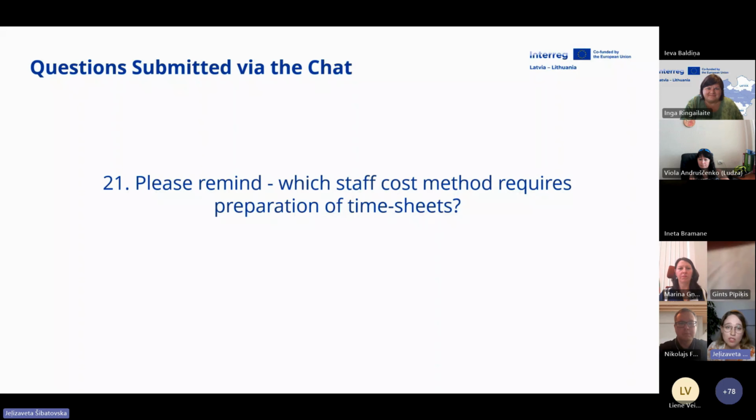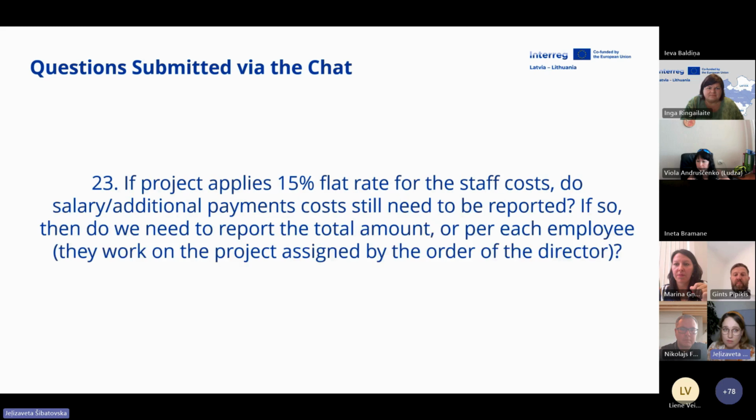Please remind which staff cost method requires preparation of timesheets. This question, I think, was also for Gints, and do we have other questions not related to staff costs? Yes, we have other questions as well. So we are keeping 21 and 23rd for later. I'll just take a note not to miss a single question.